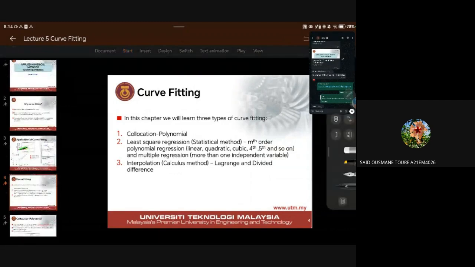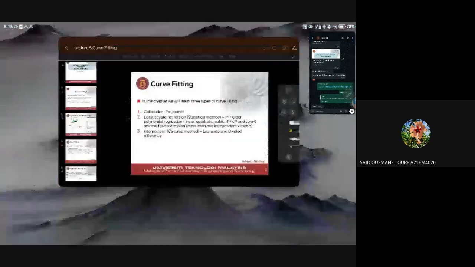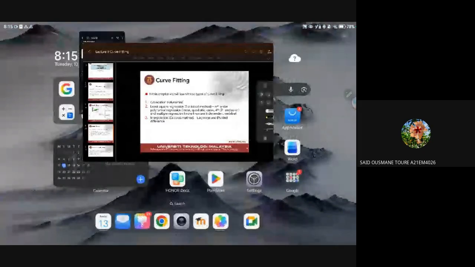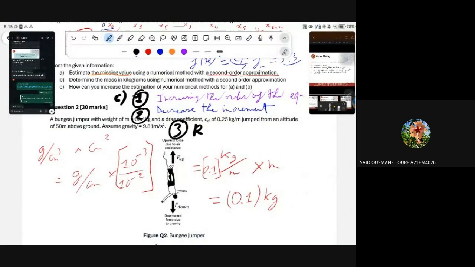Alright, guys. Which method is the most accurate here? 1, 2, or 3? Is there anything more accurate than 1? I think the least square regression. Okay, exactly. So another way to get a more accurate equation is by using the regression method. Clear, guys? Is it clear for everybody? Yes, clear.